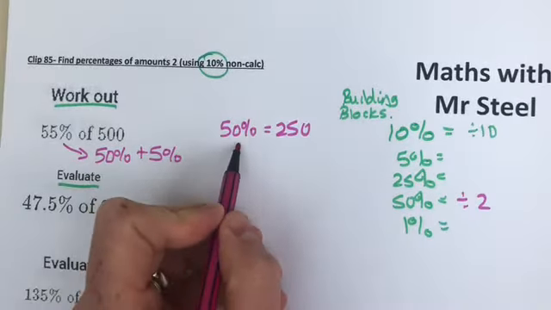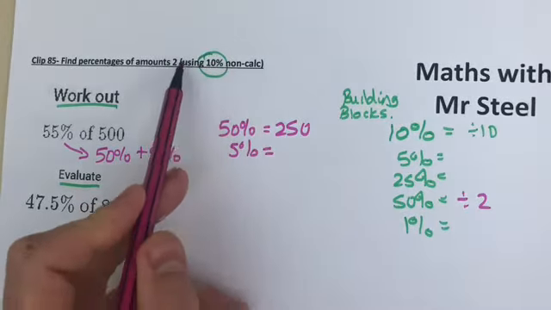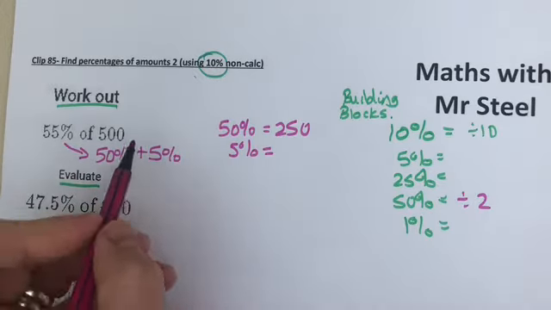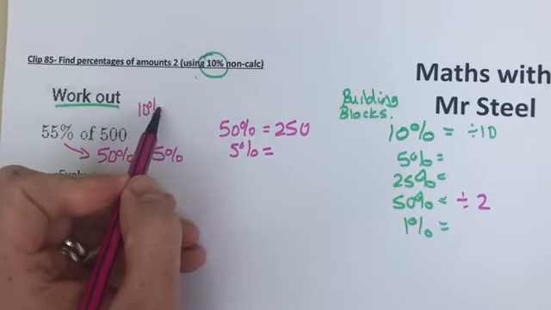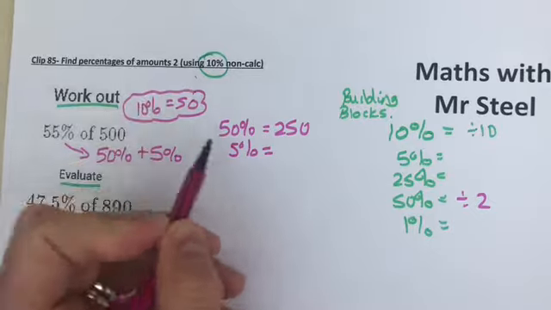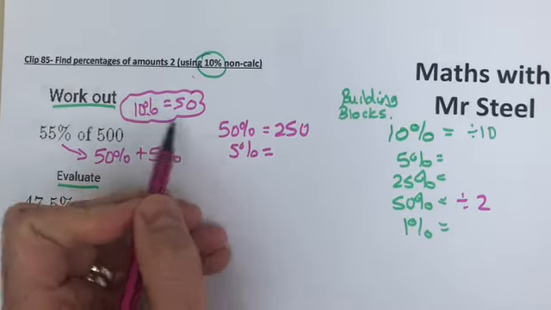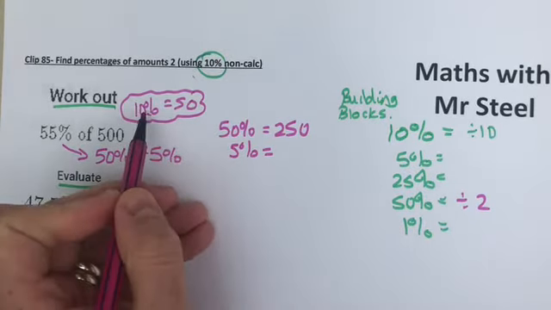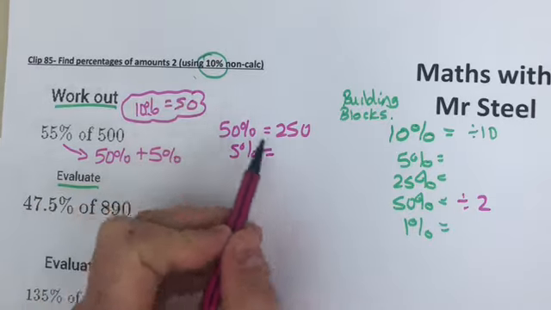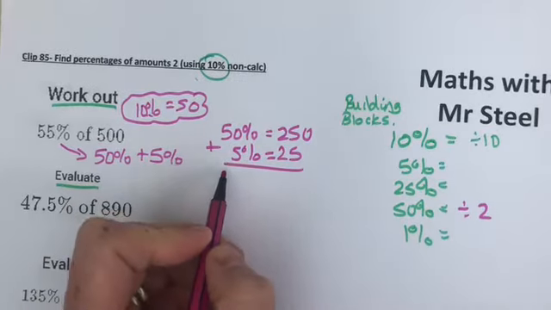Next one we need is 5%. Well, how do we get 5%? There's two ways. The focus of this is using 10% because that's the most important one to use. So 10% of 500 is 50. So what's the proportion between 10 and 5? So half of 10 makes 5. So if I half 10%, I get 5%. Therefore, if I half 50, I would get 25. So if I add those two together now, I get 55%.